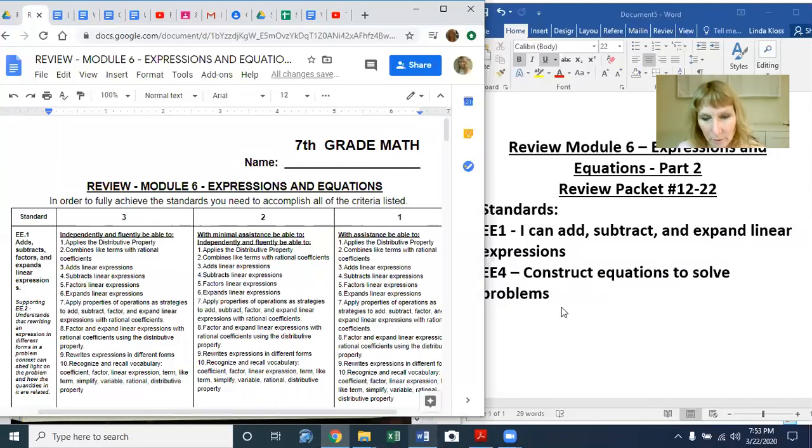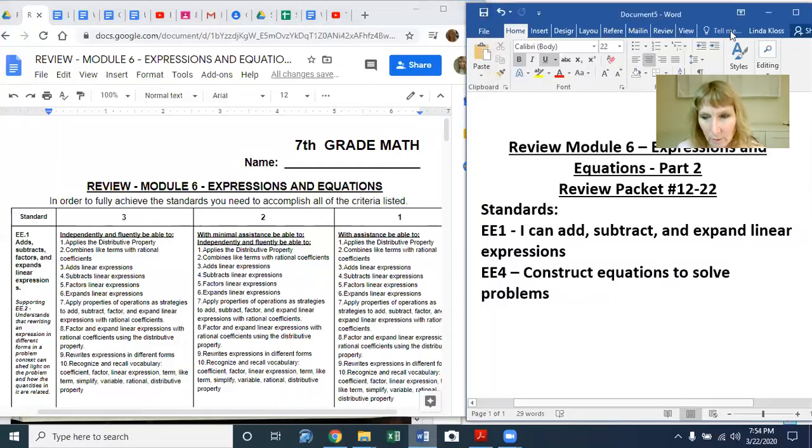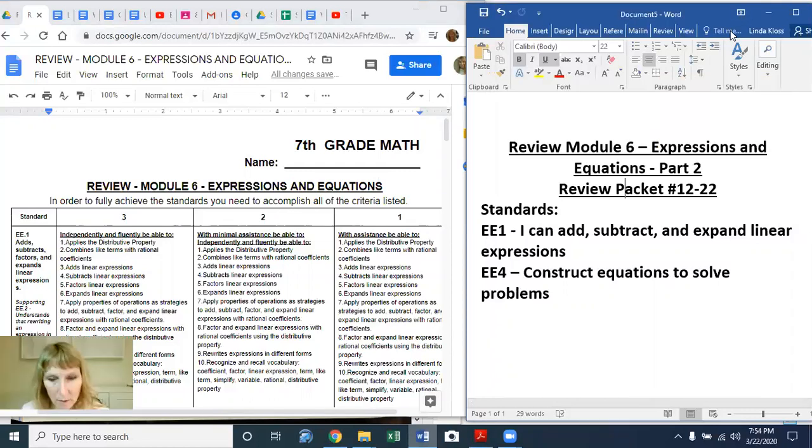So looking at our standards, this is our review pack. I'm going to put myself down here. Our standards today are, let me grab my little tool here. EE1, I can add, subtract, and expand linear expressions. And EE4, I can construct equations to solve problems. So that's what we've been working on, and you'll be ready for your test after completing this review packet.